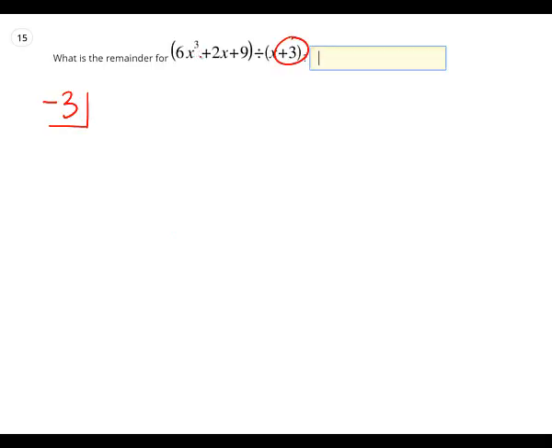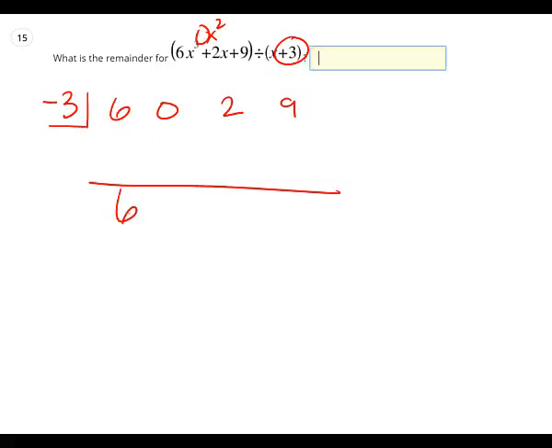All right, you got to be careful, though, because we have something missing. So what are the coefficients we're going to use? 6. Good. 0, 2, 9. Excellent. Because there's no x squared, right? There's 0 x squareds. All right, what do you have to do with the 6? Bring it down. Negative 3 times 6 is? Negative 18. Good. Is 0 and negative 18? Negative 3 times negative 18. Positive 54.